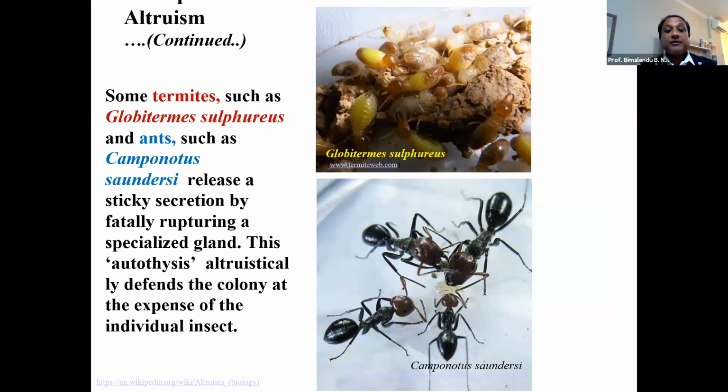Altruism is also found in termites, okay? And ants, where they release a sticky secretion by fatally rupturing a specialized gland. Now, what happened? This is called autothysis. So, in this type of altruistic behavior, they defend the colony at the expense of the individual insect. When they rupture the special gland, they lose their life. They're dead. But that colony is safe because then the predators do not approach.